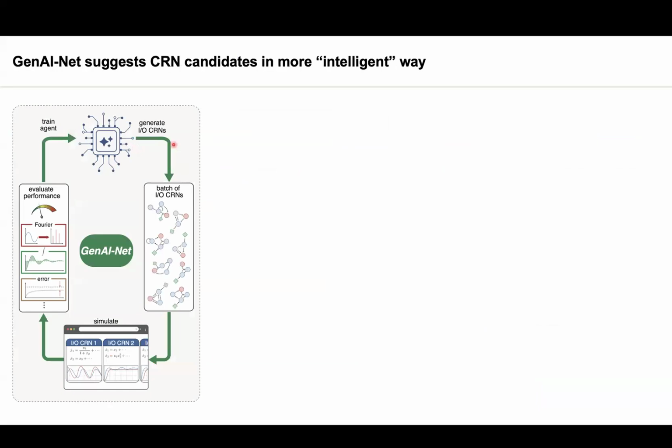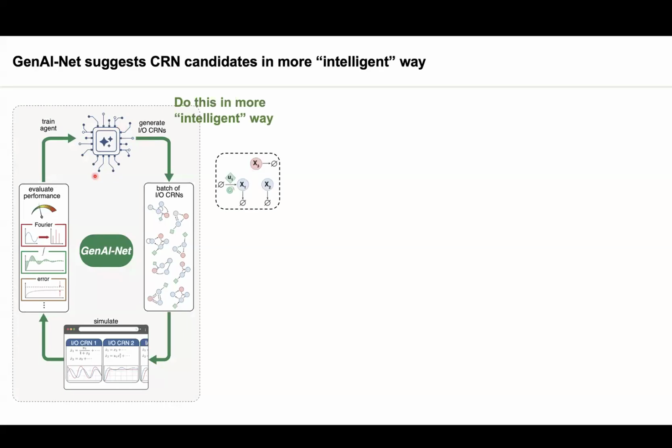So if I repeat, to discover the CRN, we will do a similar thing. We first generate the CRN and we check if it has the desired property that we want, and we update this intelligent agent, and we generate the CRN again and repeat this process. And the key is how we can do this upper part in a more intelligent way.